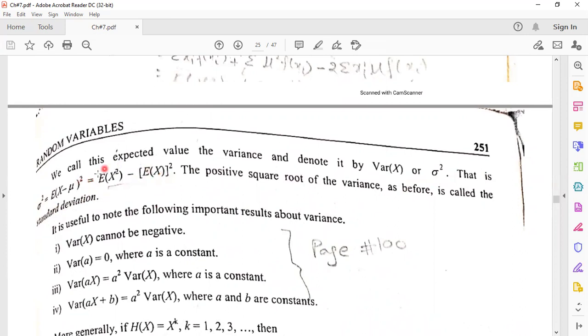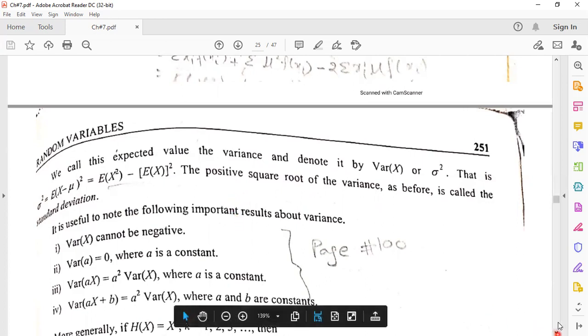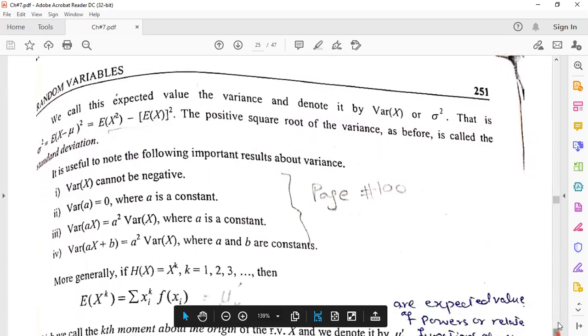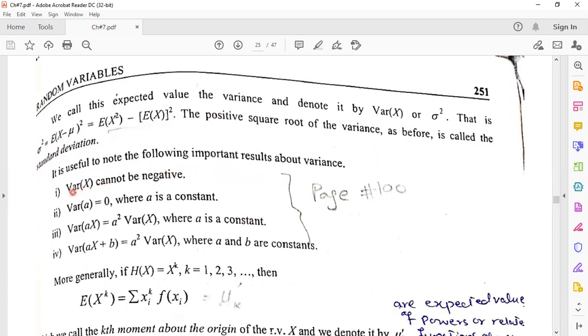ये जो चीज मल्टीपल चॉइस में भी आती है, मल्टीपल चॉइस में भी पूछी जा सकती है. The positive square root of the variance as before is called the standard deviation. Some information, important results which will be very useful in the multiple choice. It is useful to note that important results about variance.